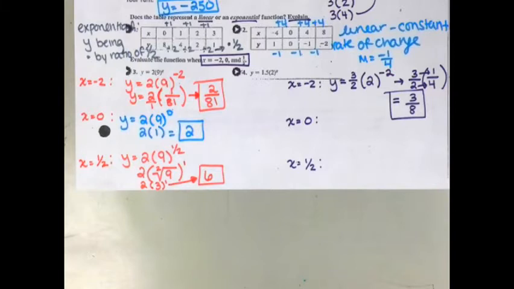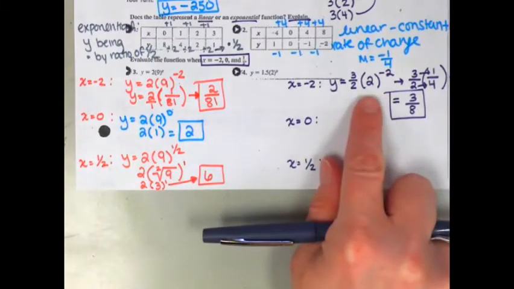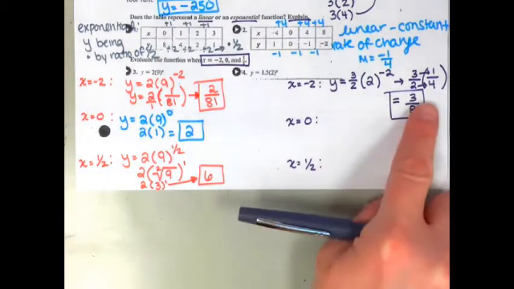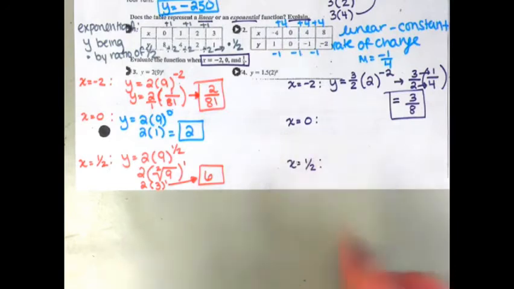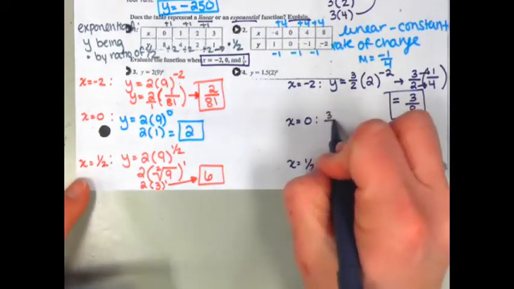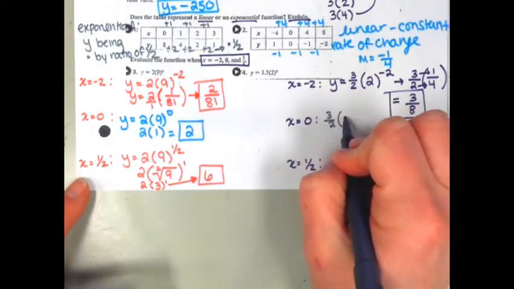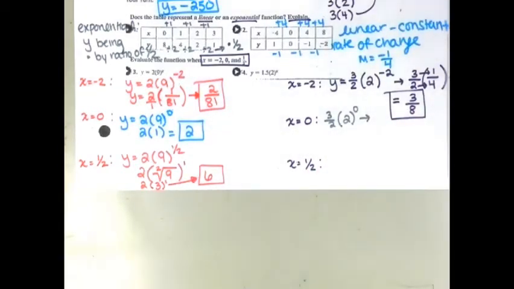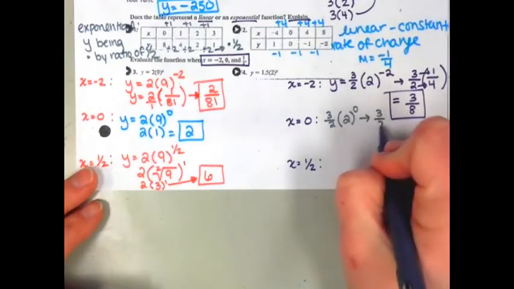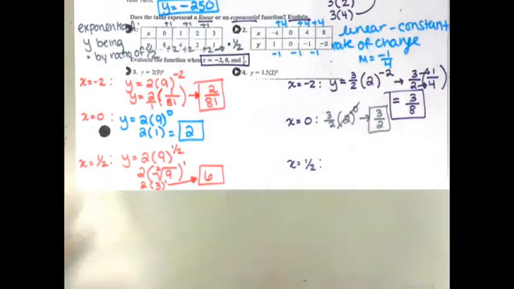And I think multiplying 1.5 times 0.25 would be harder than just what we did. Don't you guys think? I think so. All right, 0. So 3/2 times 2 to the 0th power. What do you guys get? 3/2. Why? Because 2 to the 0th is just 1. And 1 times 3/2 is 3/2.